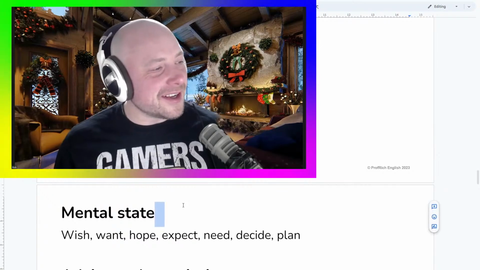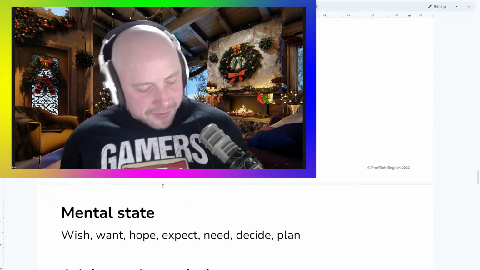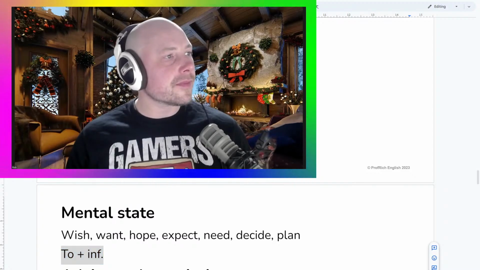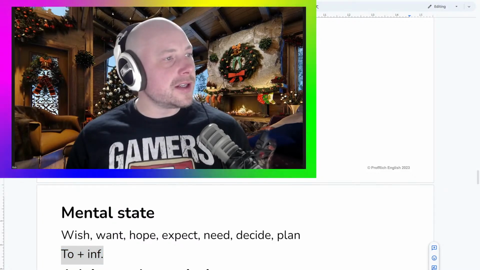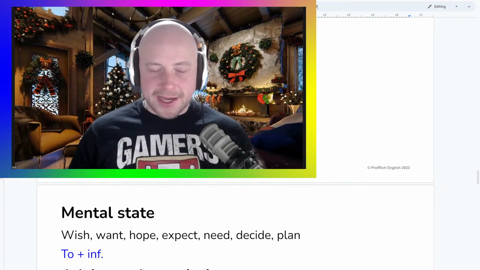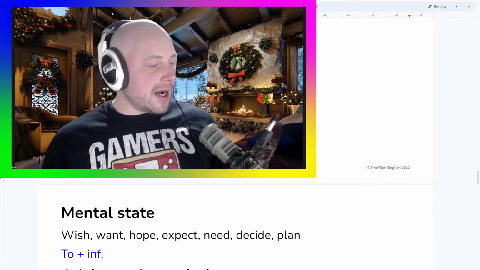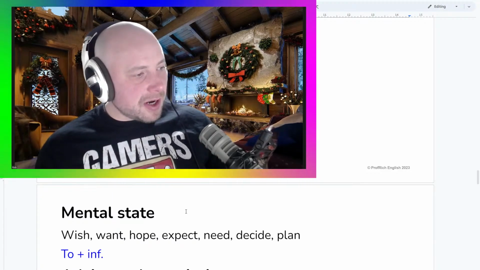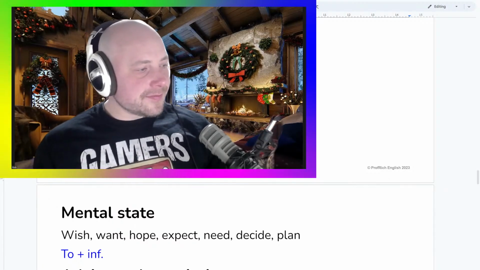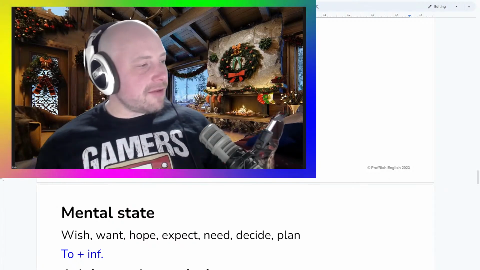Encouraging and confusing. So what do we use after that? We use the to plus infinitive. The to plus infinitive. That's our form after these verbs of mental state. So I want to go to the park. I hope to go to the park. I expect to go to the park. I wish to have more money.